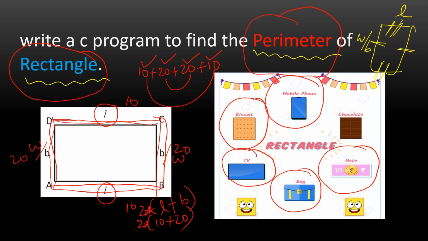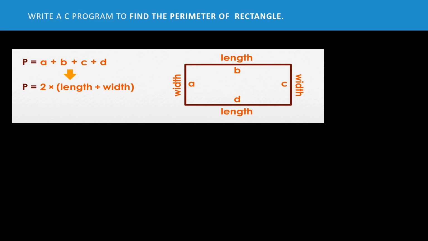Now let's discuss this problem once again. See, if this is width, length, width, length, as I told, A equal to C, B equal to D, right? So A equal to C, B equal to D. Now if you want to do the perimeter, as I told, I need to do fencing. How I will do? A plus B plus C plus D. Now here A equal to C and B equal to D.